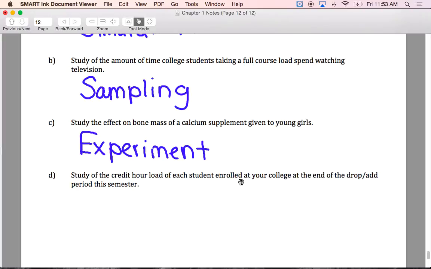Then for D, study of the credit hour load of each student enrolled at your college at the end of the drop add period this semester. So if it's every single college student, we can get all of that information from the registrar's office. So that's going to be a census because we can actually look at everybody.